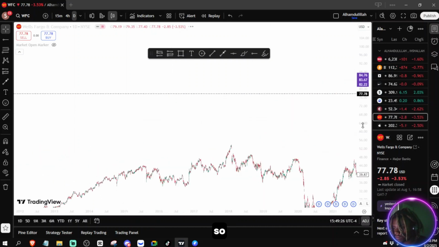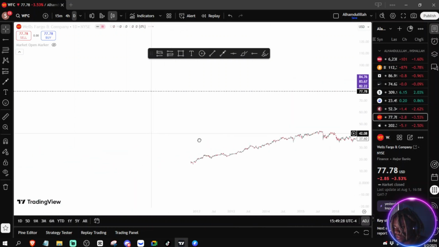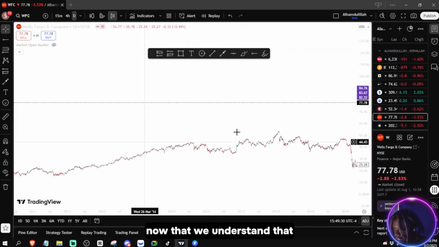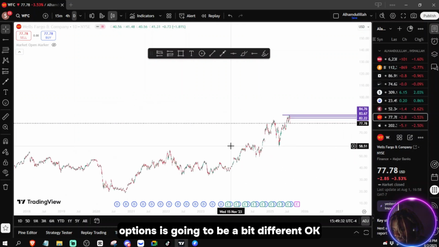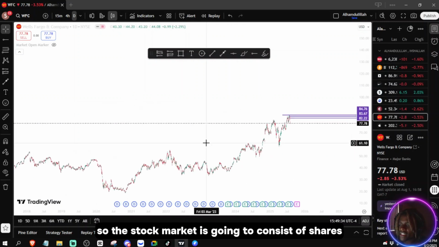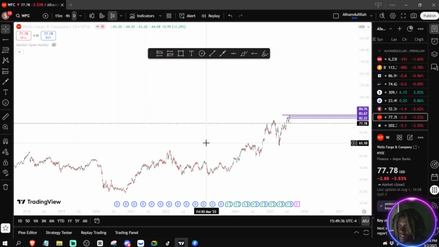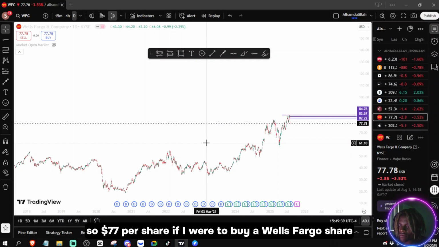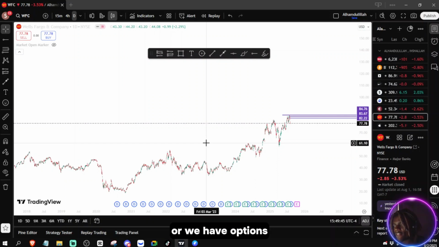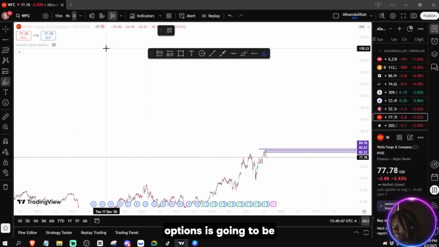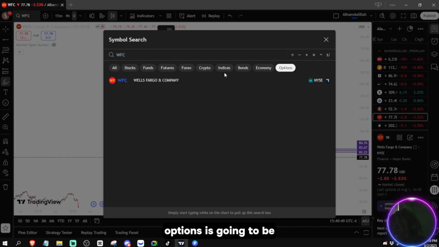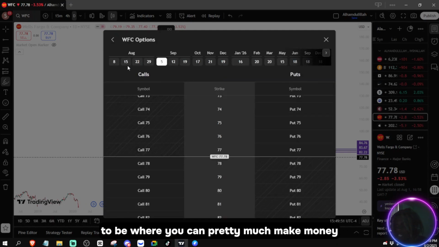Okay, so now that we understand that, options is going to be a bit different. The stock market is going to consist of shares, which you can buy. So $77 per share if I were to buy a Wells Fargo share. Or we have options. Options is where you can pretty much make money based off of prediction in the stock market.